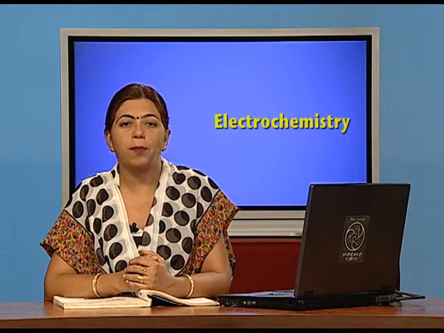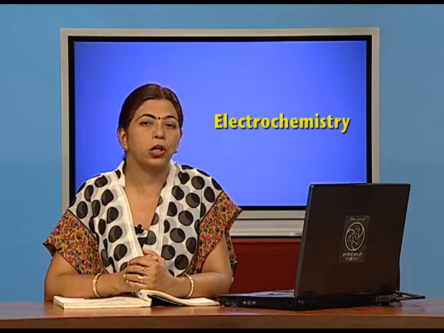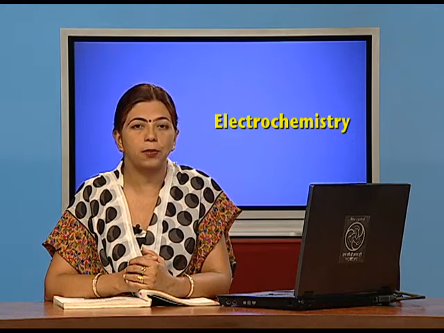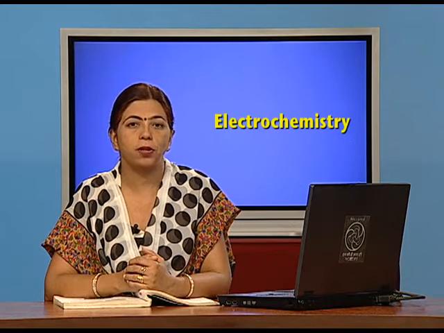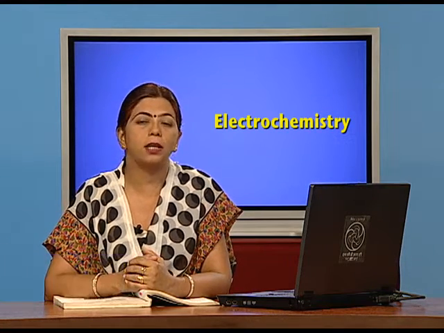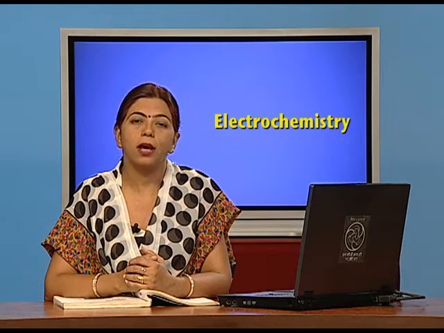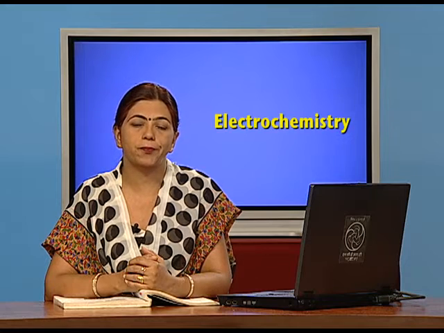Dear students, in the previous class I explained to you the primary and the secondary batteries. The primary batteries are those which cannot be used again because they cannot be recharged, and when the chemicals are over or used up, we have to throw it away. The secondary batteries are those which can be recharged and used again and again. I also explained the construction and the working of the dry cell.